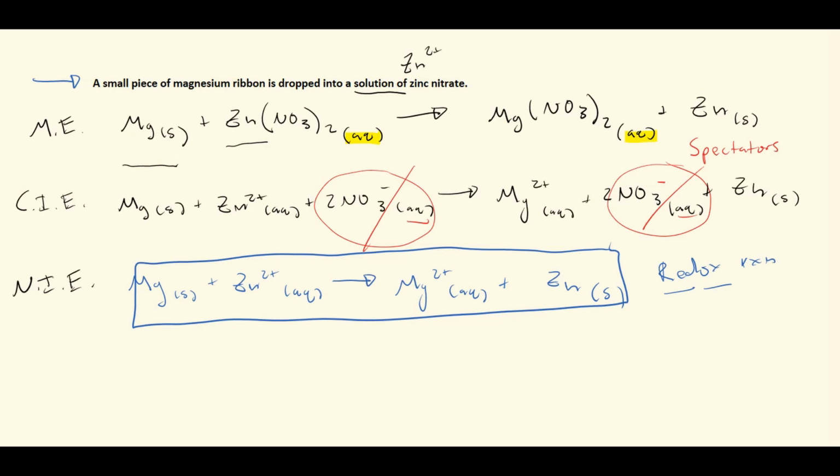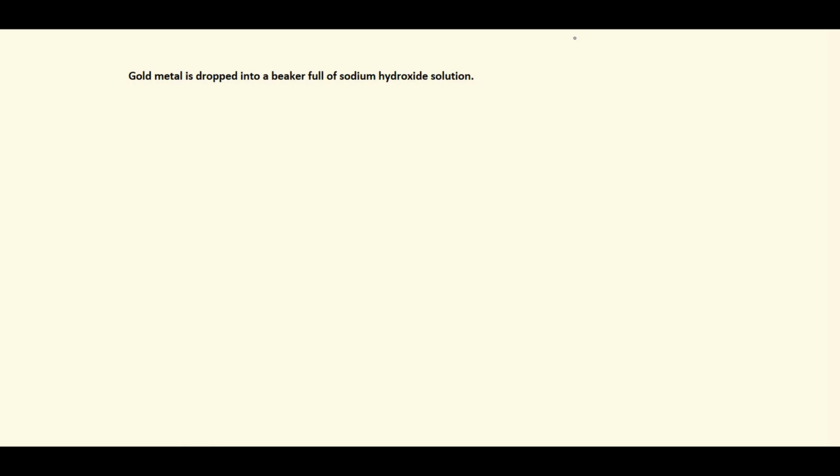Alright, let's look at another one. Gold metal is dropped into a beaker full of sodium hydroxide solution. So once again, we see that we have a solid element and it's being dropped into a solution. So we have to use our activity series to see if gold is more reactive than sodium. Our molecular equation would be gold, solid gold, plus sodium hydroxide, NaOH, and that's aqueous because it tells us so.